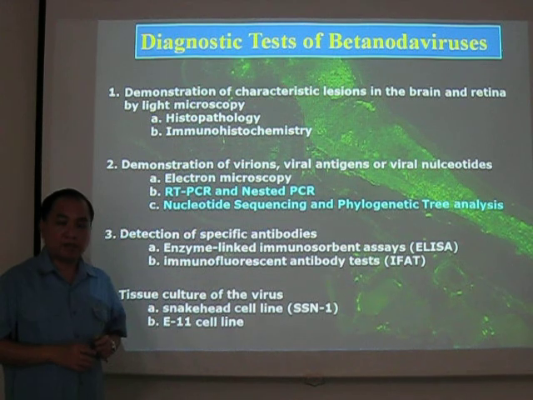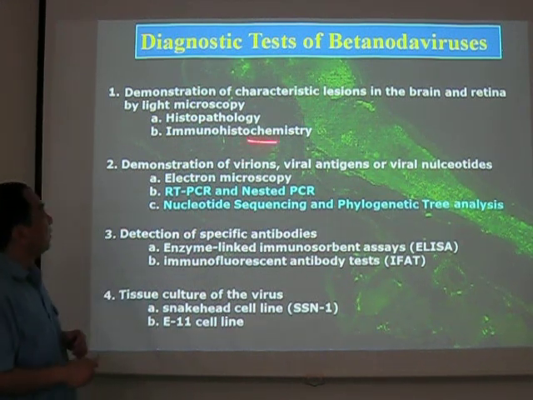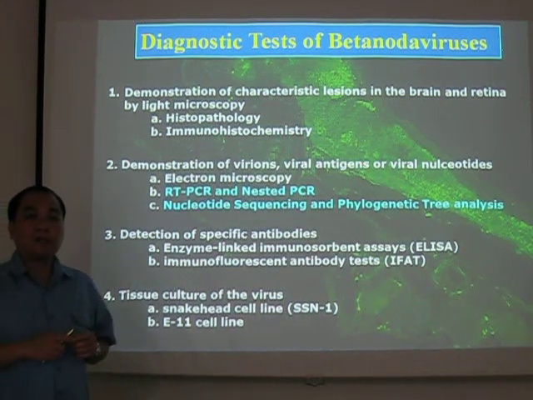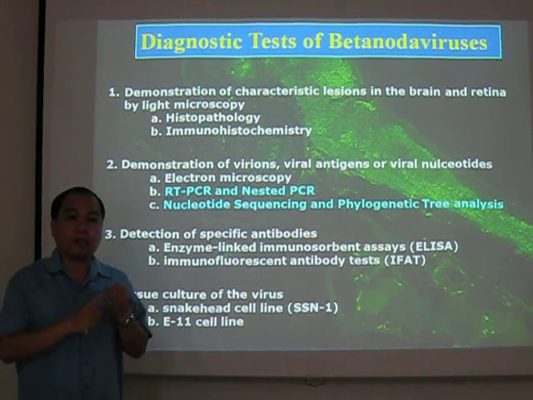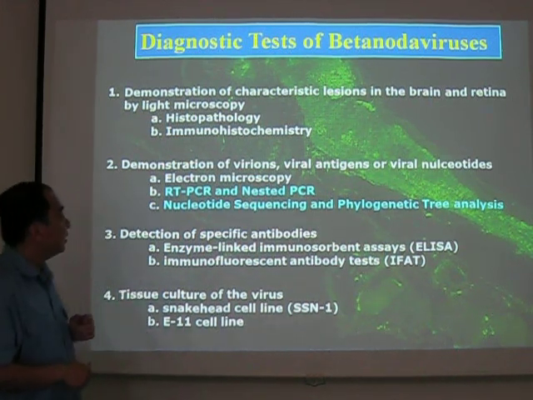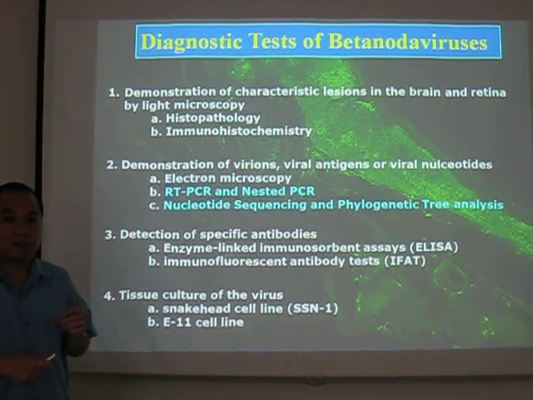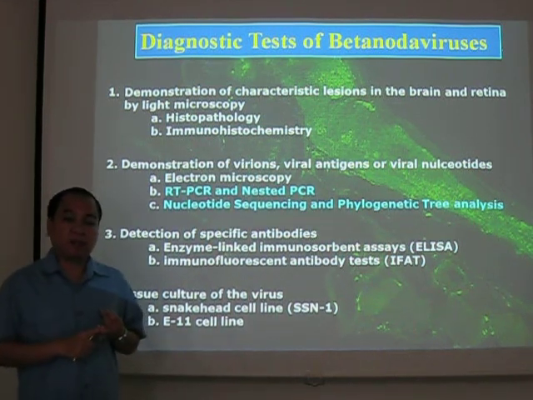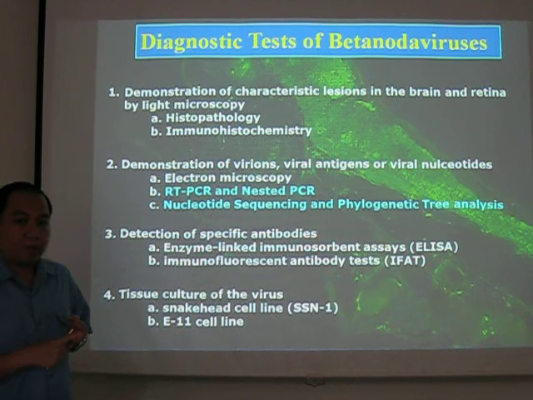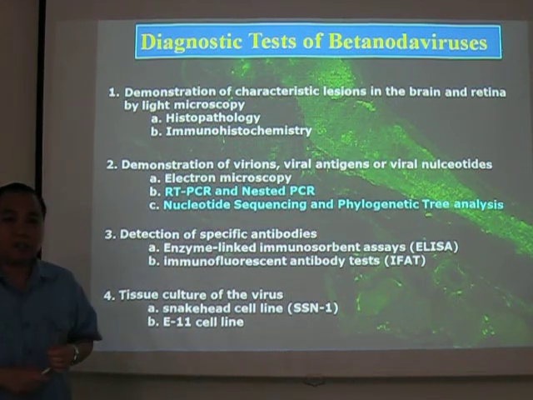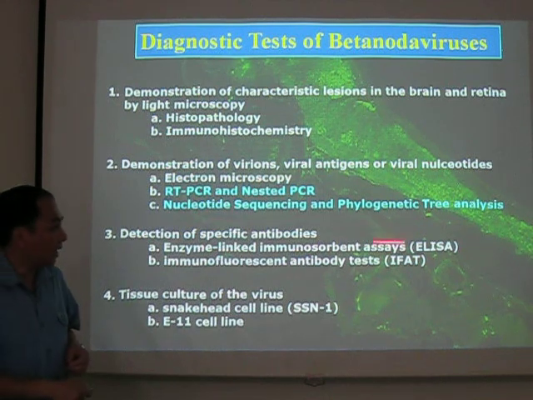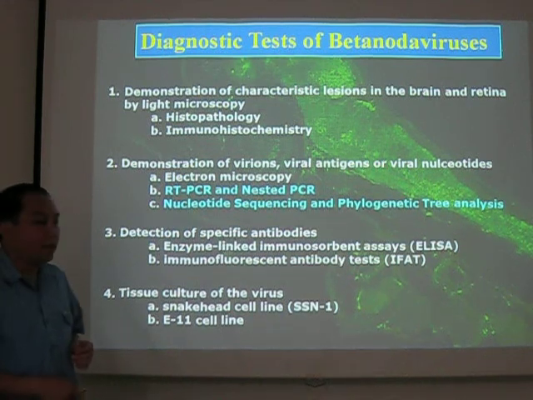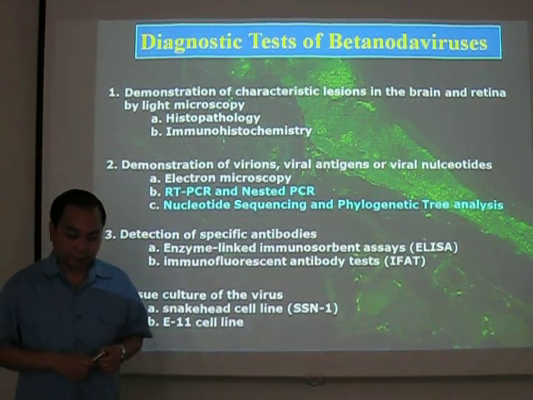There are several diagnostic tests for beta-nodovirus. First, it's by demonstration of characteristic lesions in the brain or retina of the fish by using light microscopy, that is by using histopathology and immunohistochemistry. Second is demonstration of virions, viral antigens or viral nucleotides by using electron microscope, RT-PCR and nested PCR, nucleotide sequencing, and phylogenetic tree analysis. Third is detection of specific antibodies by using ELISA and IFA. And the fourth is tissue culture of the virus using SSN1 or E11 cell line.